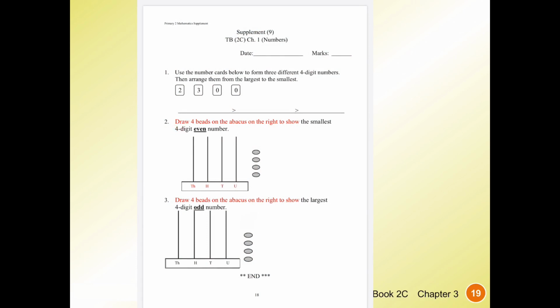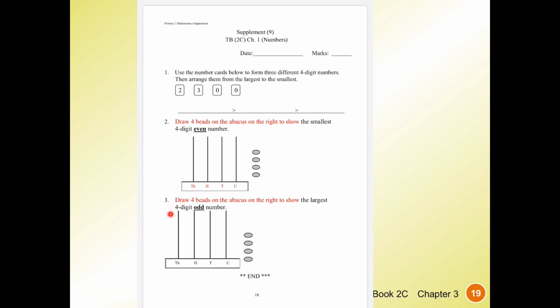For supplementary exercise, page 18, question number 2 and 3, you notice that there are some words in red. So there's a typing mistake in your version. So we need to find the smallest 4-digit even number using 4 bits. So remember to put at least 1 bit on the thousands place to make it a 4-digit number. Otherwise, it will become a 3-digit number.